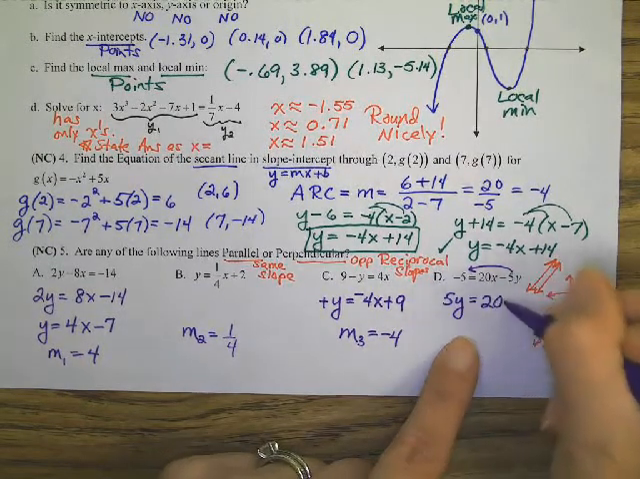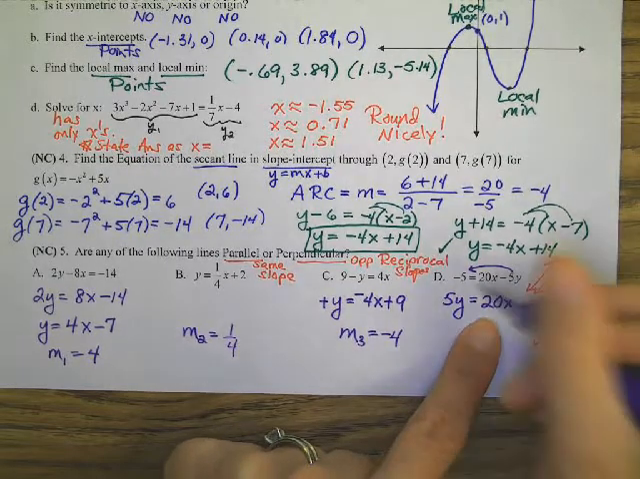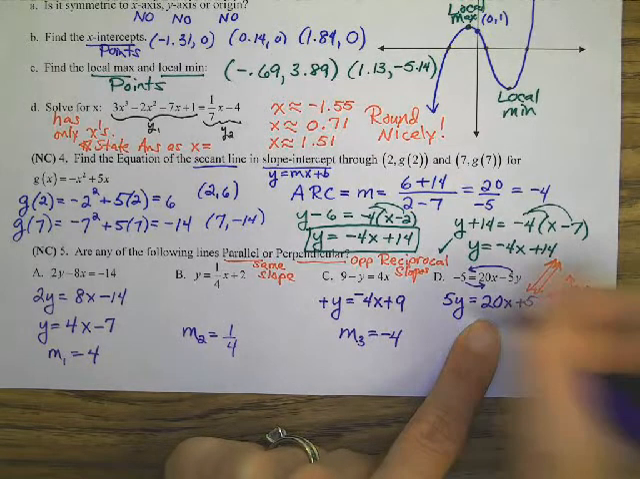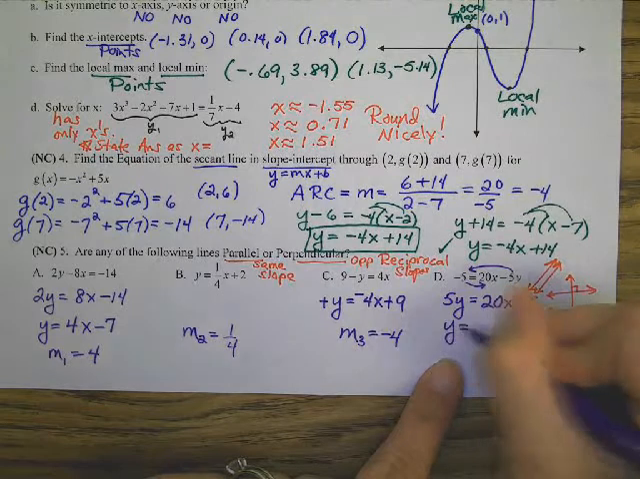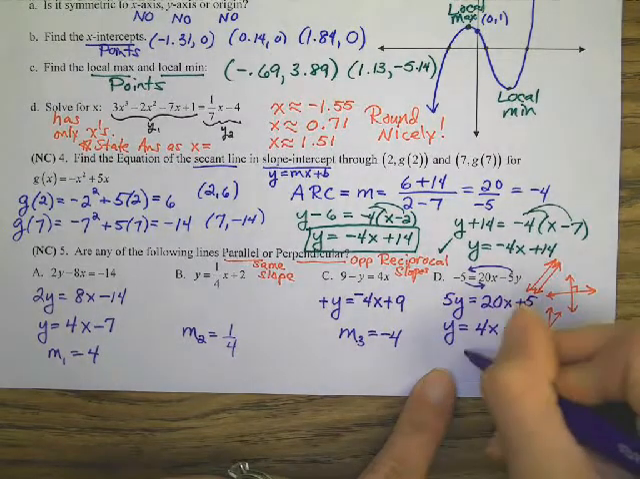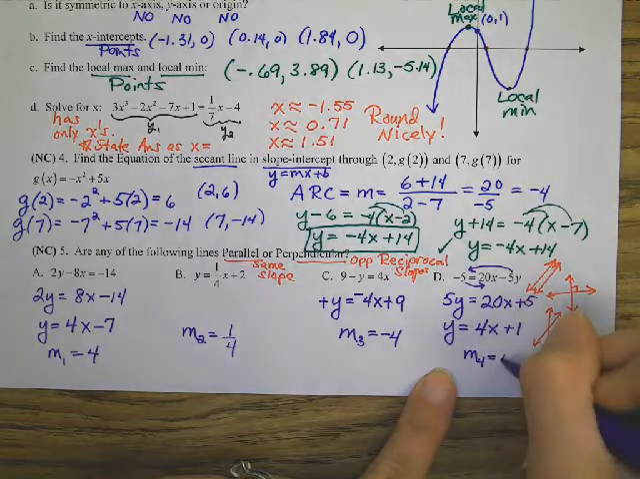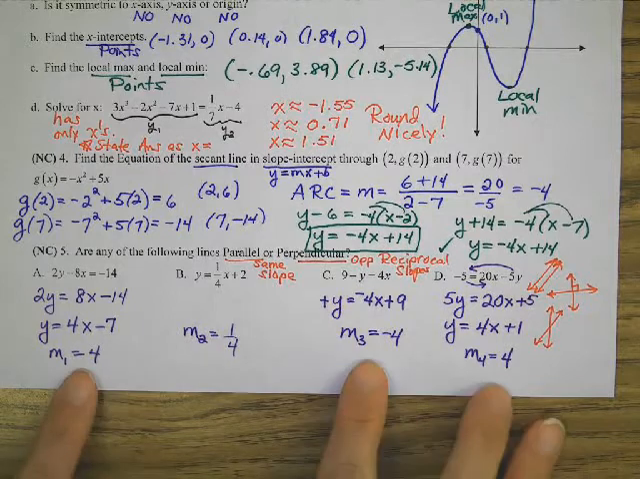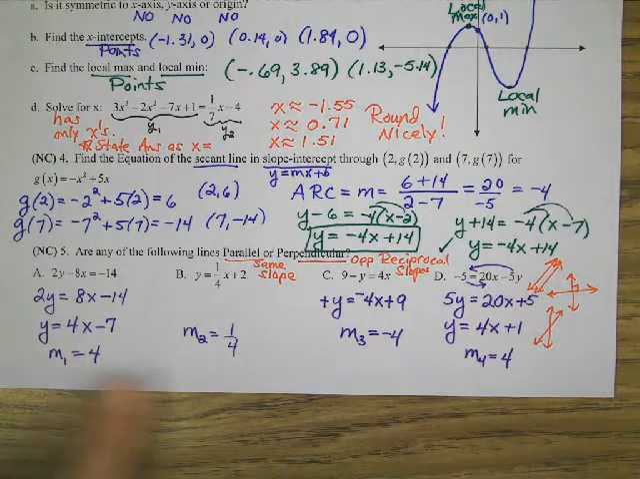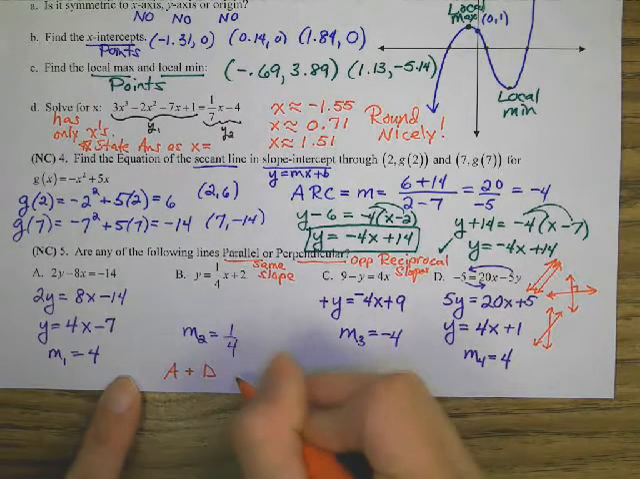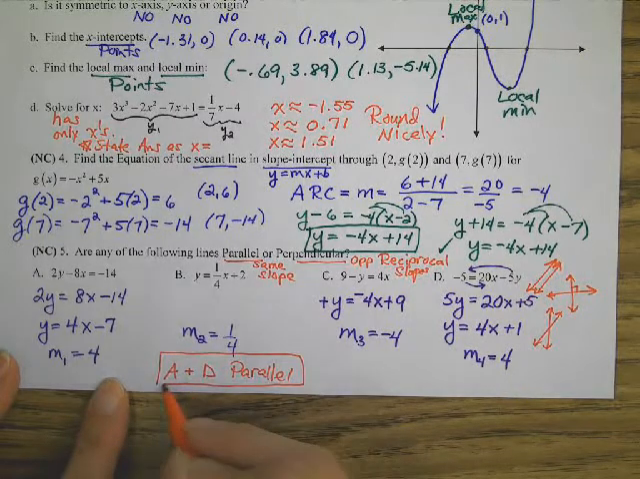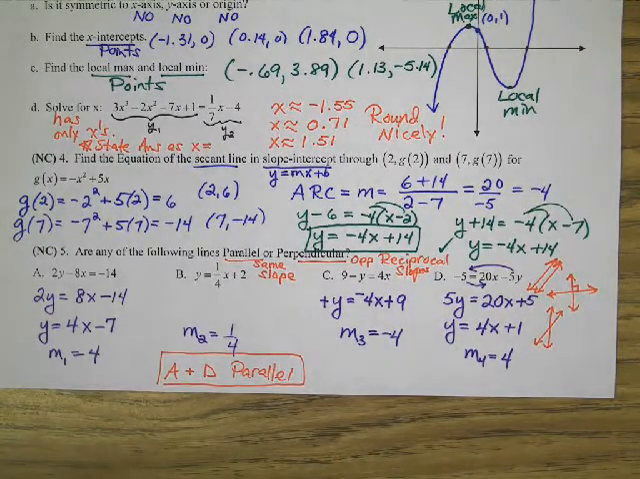Okay, so are any of the lines parallel? Do any of these have the same slope? Yes. Okay, so A and D are parallel. They have to be exactly the same. Okay. Are any of the lines perpendicular? One's positive, one's negative. Here's a negative. These are all positive. The opposite reciprocal of negative 4 would be positive 1/4. So these two right here, B and C, are perpendicular.